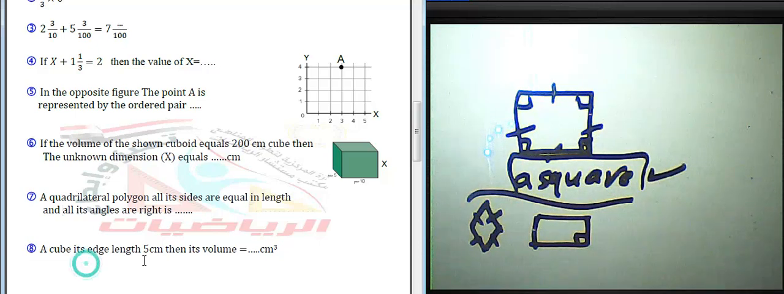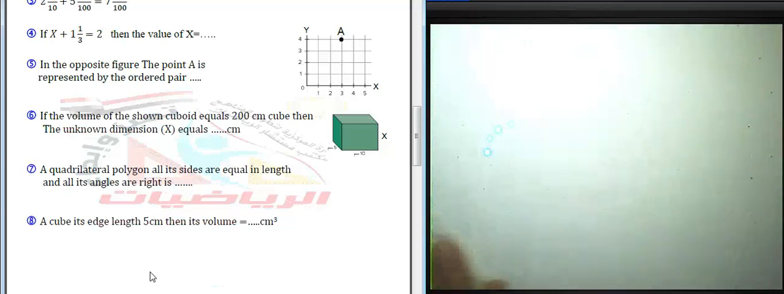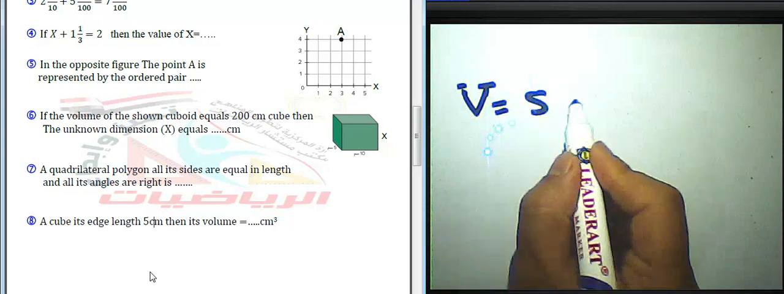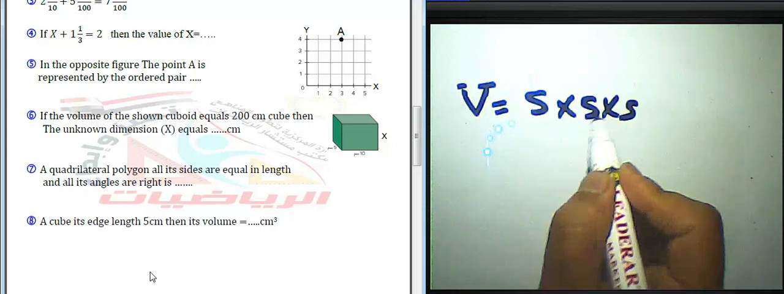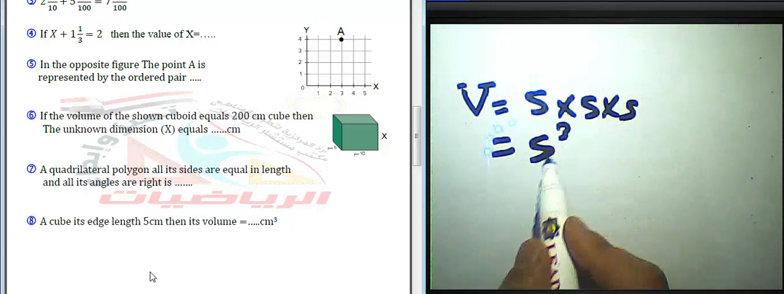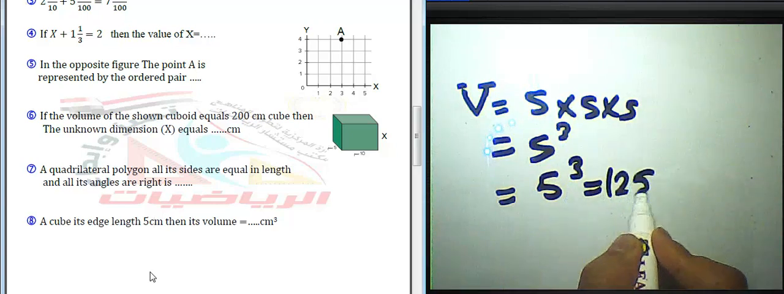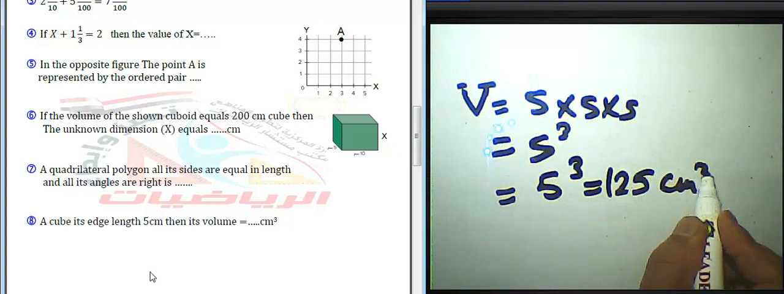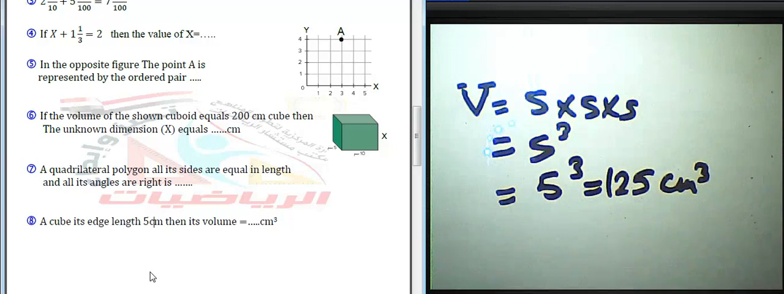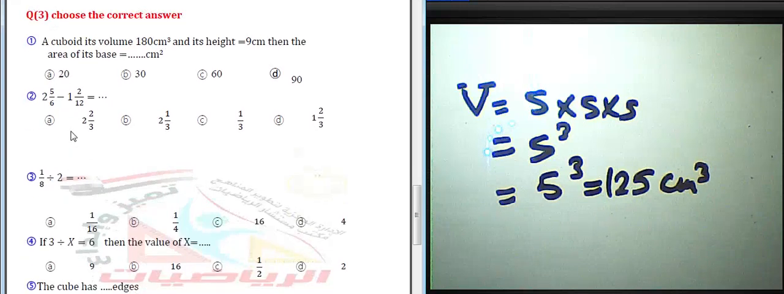A cube, its edge 5 centimeters and its volume equals what? We know the volume of a cube equals side times side times side, 5 times 5 times 5, or we can write side cubed. It will be 5 cubed, which equals 125 cubic centimeters. This is the volume of the cube. Question 3, choose the correct answer.